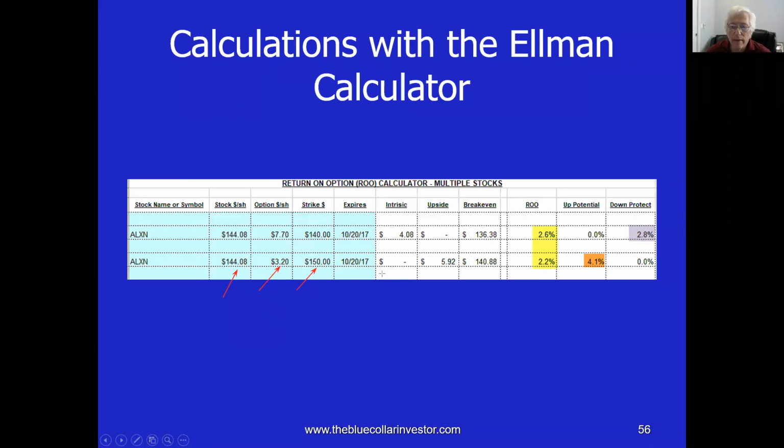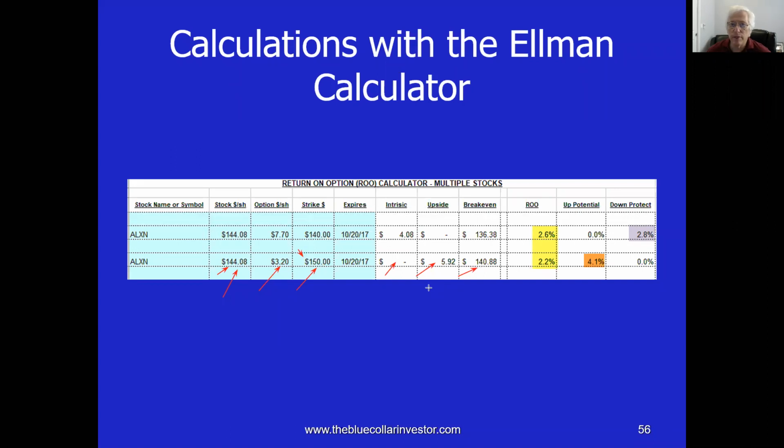So when we look at the white cells, once the blue cells are populated, intrinsic value is 0 because it's an out of the money strike. Remember, intrinsic value only applies to in the money strikes. Upside potential is very, very important here. We have an opportunity for the stock to go from 144.08 up to that 150 strike. That's another $592 per contract, best case scenario. The break even, you recall, is the stock price minus the entire premium, which in this case is 140.88.